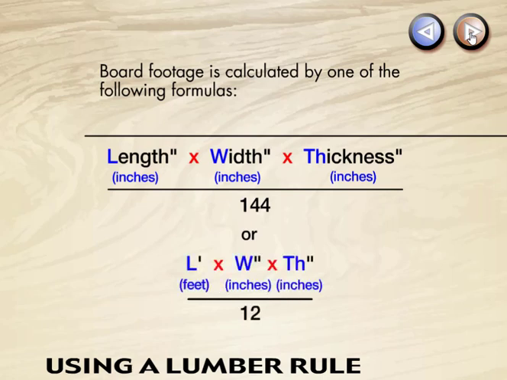Board footage is calculated by one of the following formulas. The length of the board in inches times the width in inches times its thickness in inches divided by 144, or the length in feet times the width in inches times the thickness in inches divided by 12.